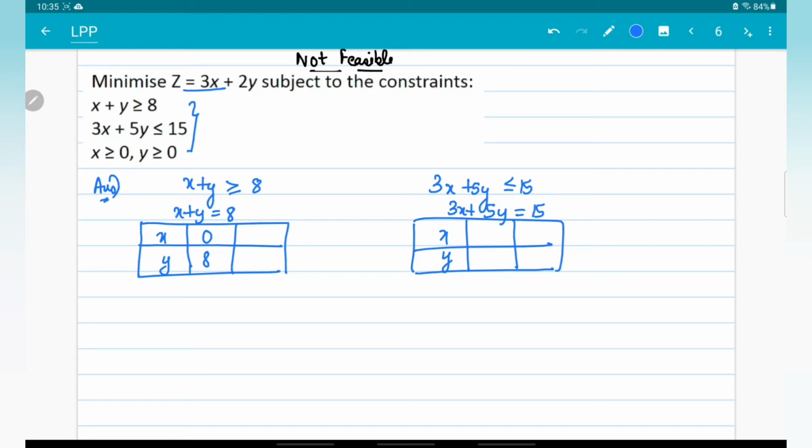So when I substitute x as 0, I get y as 8, and when I substitute 0 in place of y, I will get x is equal to 8. So I got the points for my first inequality. Now let us see for the second one, that is 3x plus 5y is equal to 15. So when I put 0 in place of x, I get 5y is equal to 15, which means that my y is 3. Similarly if I put 0 in place of y, I get 3x is equal to 15, which means that my x is equal to 5. So I found the points, and now I'm going to plot the graph.